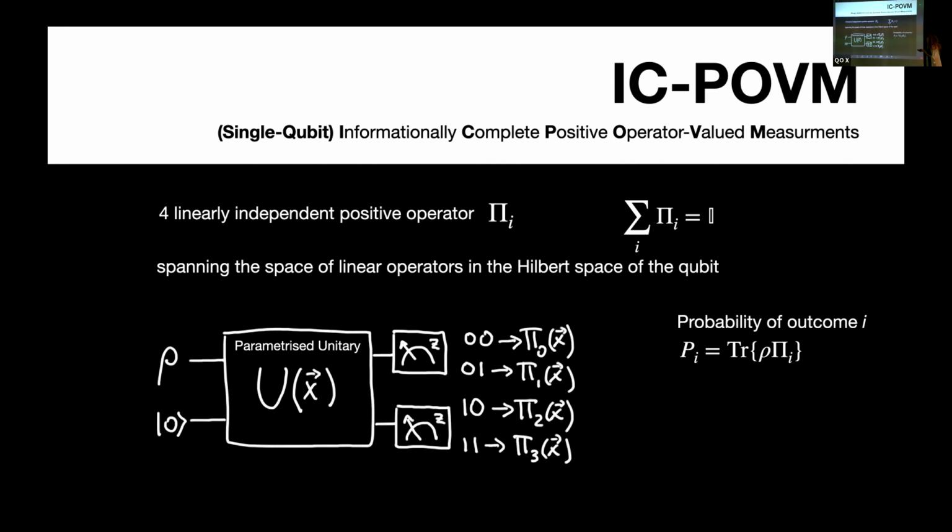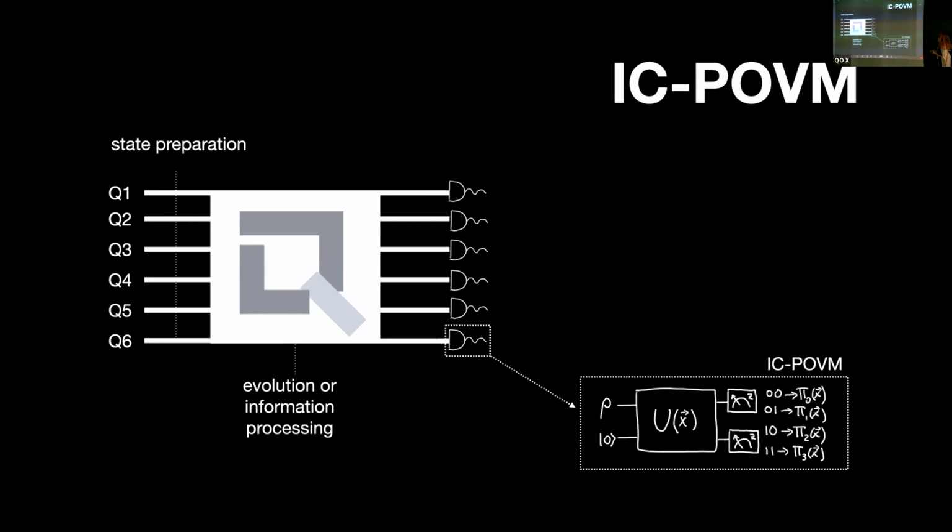that acts on the state of the qubit and an ancilla. And then, of course, the measurement here is in the computational basis, and I will associate 0,0 with the measurement pi 0, 0,1 with pi 1, 1,0 with pi 2, 1,1 with pi 3. So this is the way in which these are implemented. Again, in this framework that I presented before, this measurement is now implemented in this way. So I have to have, in this case, not 6, but 12 qubits to implement it.